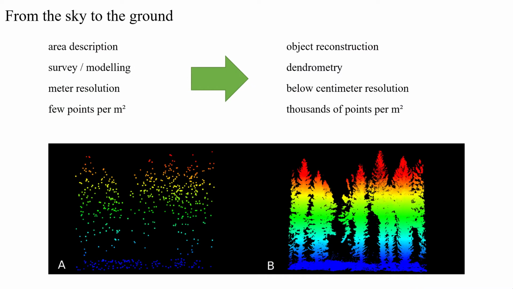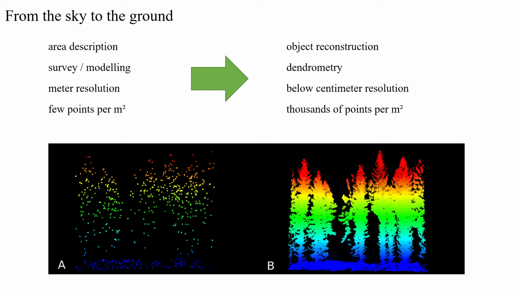If you really want to measure something, you've got to go down below the canopy. So terrestrial laser scanning comes as an approach that makes it possible to really reconstruct objects in 3D. Before, you had a coarse description of a forest profile, for example, but with terrestrial laser scanning, you are increasing your point density by a huge amount.